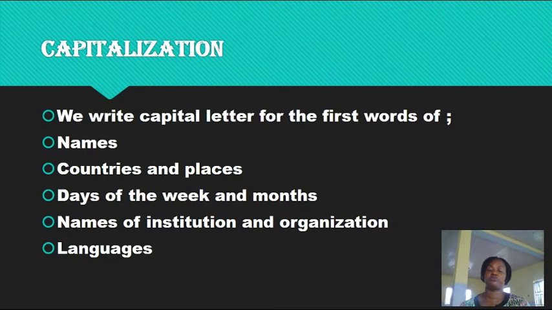So the names of persons, your name, my name, is a proper noun. Your country, my country, is a proper noun. The place I live is a proper noun. The days of the week and months are proper nouns. Names of institutions and organizations are proper nouns. Languages are proper nouns. So please learn to write their initial letters in uppercase. That is the correct use of capitalization.